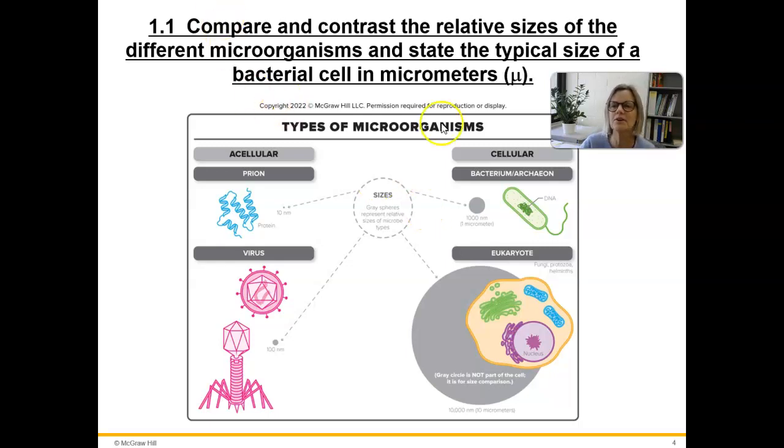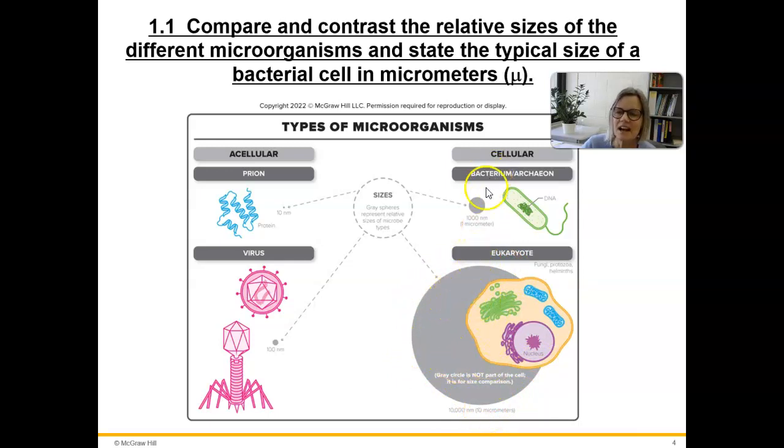of a bacterial cell in micrometers. So here's a picture right from your textbook, and it has the acellular microorganisms here, prions and viruses, and the cellular are either going to be prokaryotes, the bacteria and the archaea, or eukaryotes. And so in this picture, they're showing you that these gray circles is just a size comparison of these different entities. So if this is the size of a eukaryotic cell, they're saying it's about 10 micrometers.